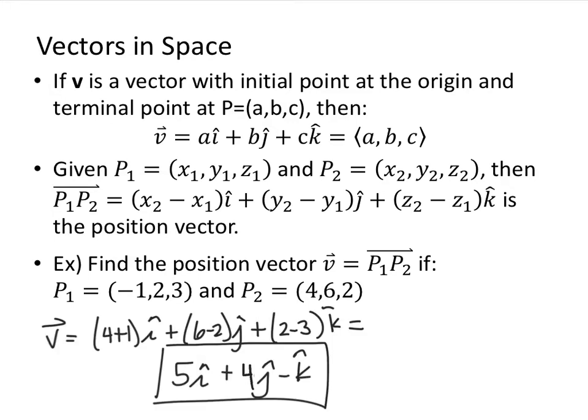So to find position vector, you subtract each component. So you get 4 minus a -1, which is 5i hat, 6 minus 2, which is 4j hat, and 2 minus 3, which is -1k hat.